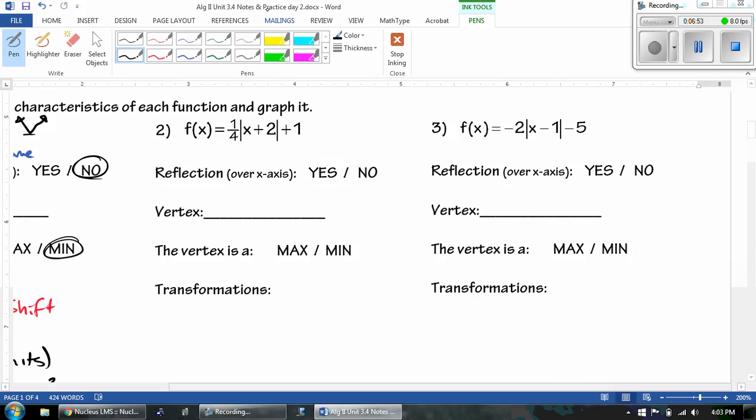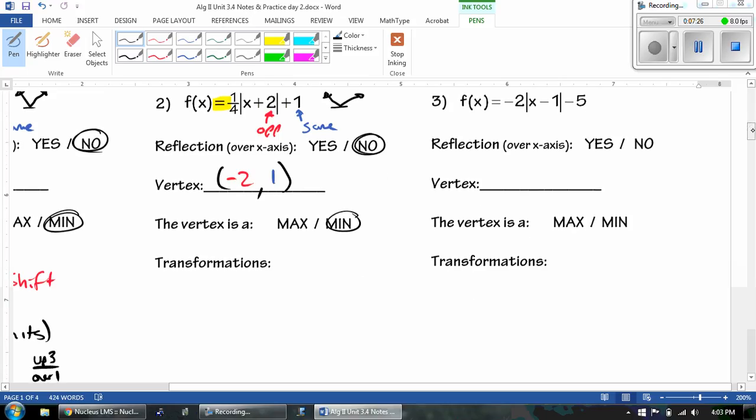So is there a reflection? That's where I'm looking out front. It's positive, so that means no. So that means I can see the min. So here we take the opposites. That's going to be a -2. And the number out front stays the same. So I've got -2, 1.